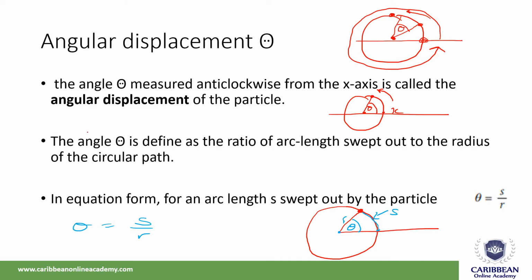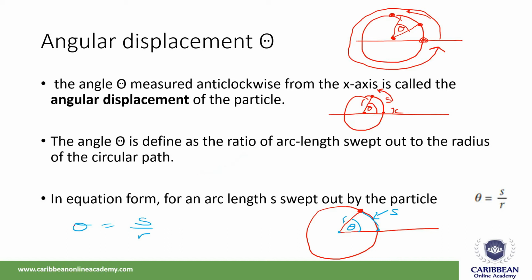Good. Now it is telling us here that the angle theta is defined as the ratio of the arc length swept out to the radius of the circular path. Because we're dealing with a circular path, the radius comes into play, and the radius is half the diameter. From the center to where the object is, that is referred to as the radius. From the starting point to where the object is, we call that the arc length, and we refer to that as S. So we now have an equation for our angular displacement.